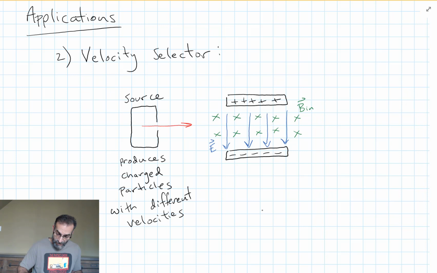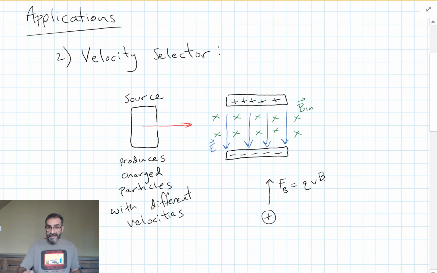Let's draw a free body diagram for our positively charged particle. There's a force towards the top of the page due to its interaction with the magnetic field, and that's going to be qvB, and because they're at right angles to each other, we just get qvB. And we're going to get a force towards the bottom of the page due to its interaction with the electric field, and that's just q times the electric field.